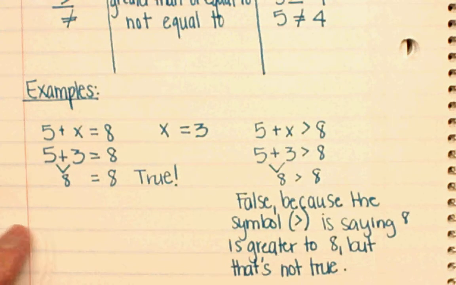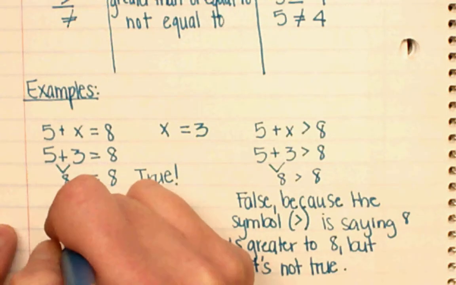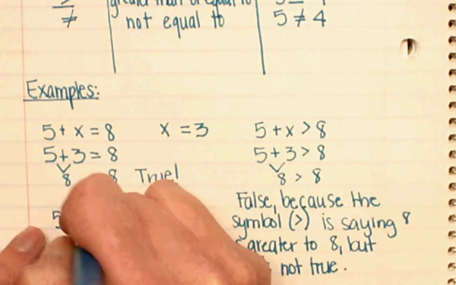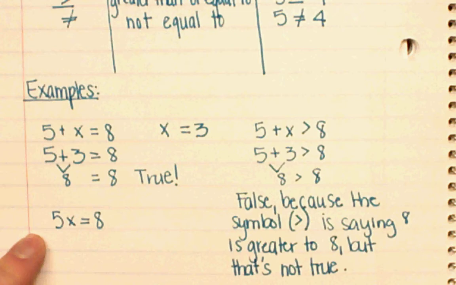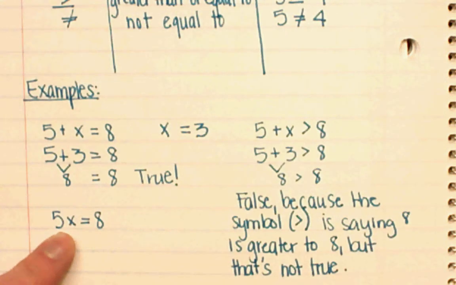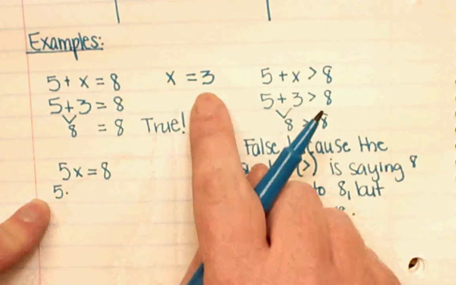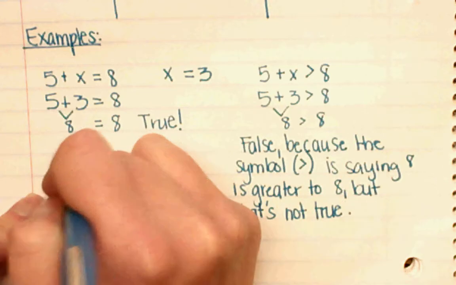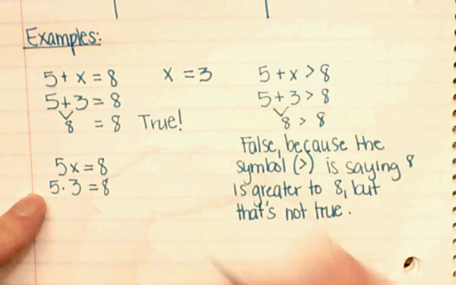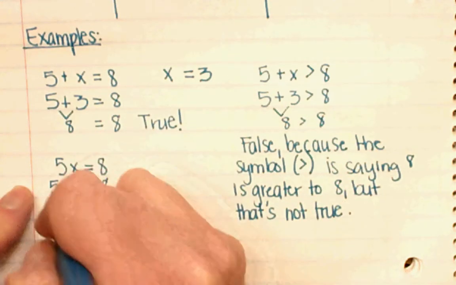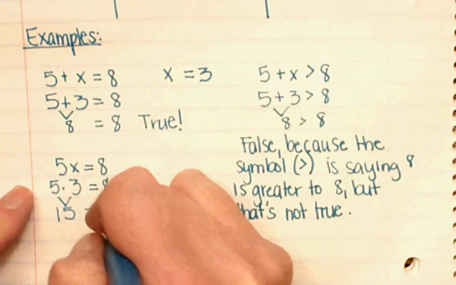Okay, and we're going to try one more using the same numbers, different type of problem. 5x equals 8. Remember, when you see a letter and a number next to each other, that means that they are multiplying. So we're going to do 5 times, and we're still going to let x equal 3, equal 8, and solve. 5 times 3 is 15, equals 8.